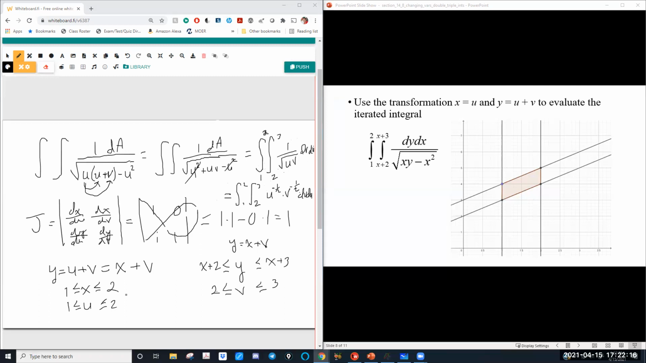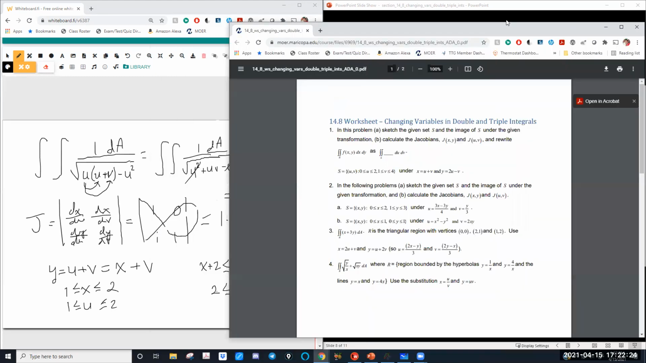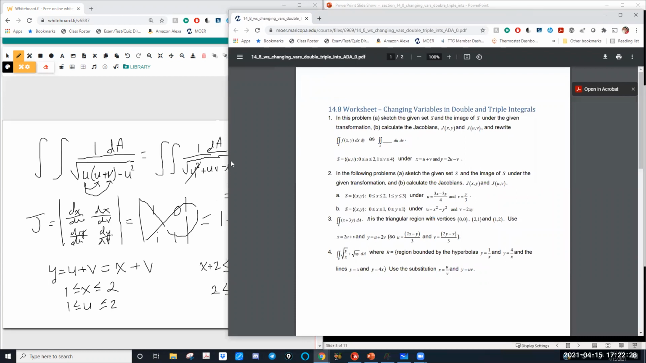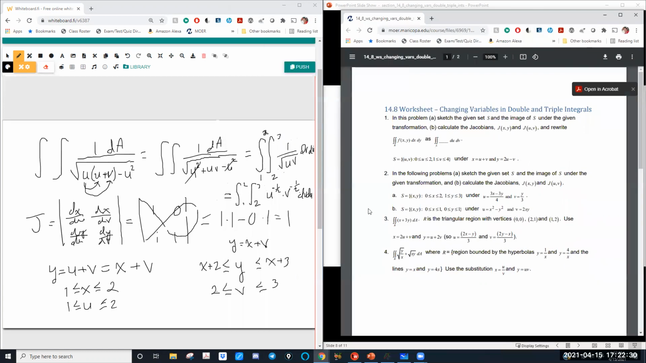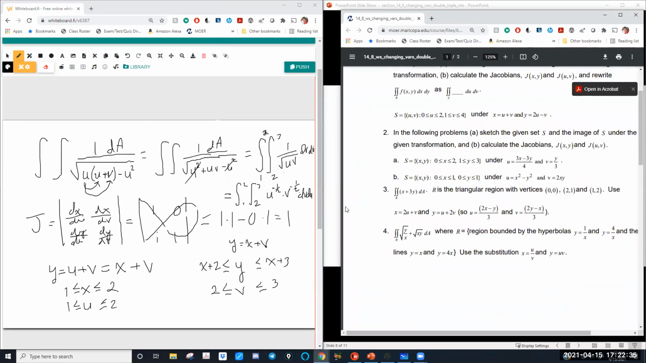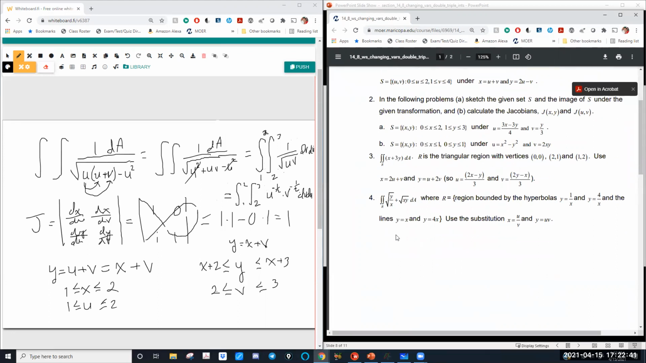All right, let's do one more. And this one is going to be from the worksheet. Like I said, I want to do one that was a little bit tougher, so you guys can see a little bit more of what's going on with these. We're going to do number 4. It's actually probably the toughest one on the worksheet. So number 4 here at the bottom.